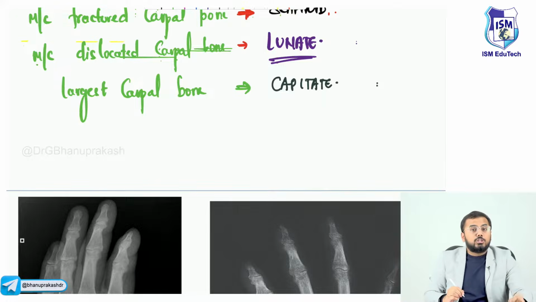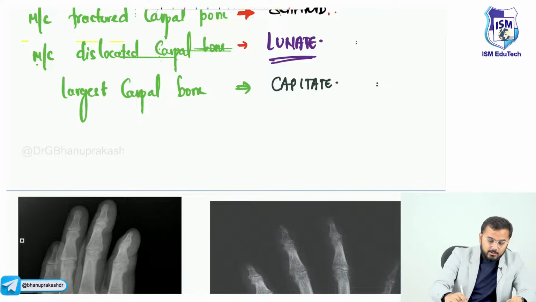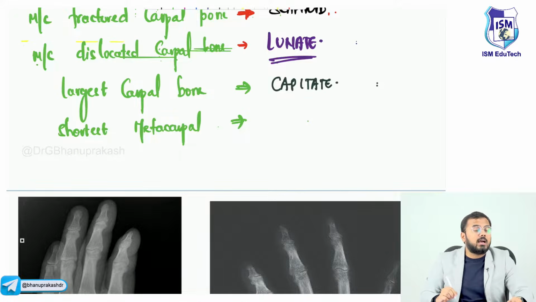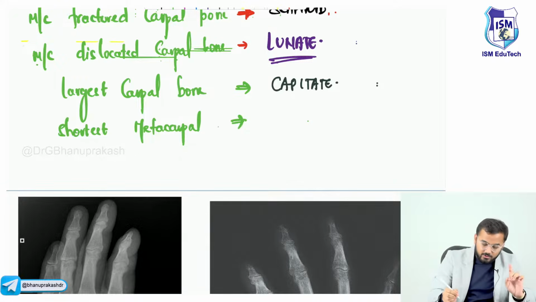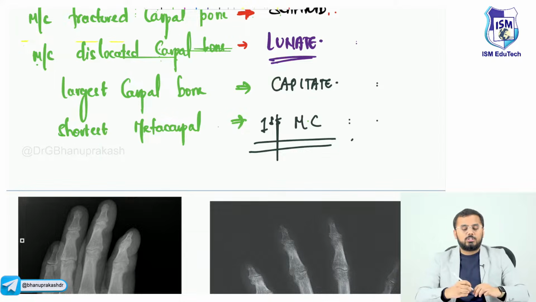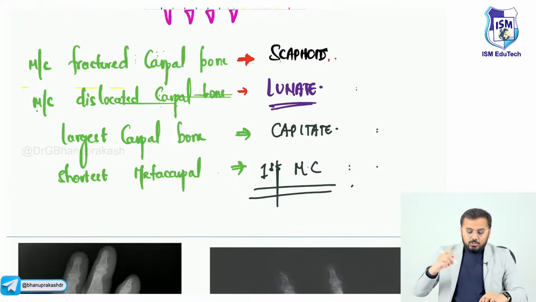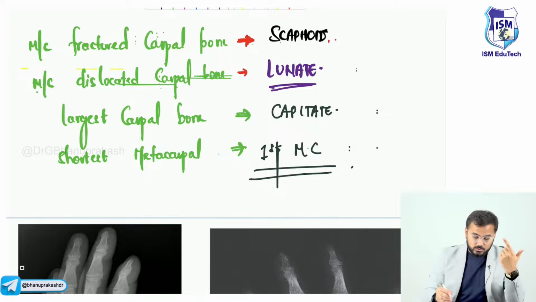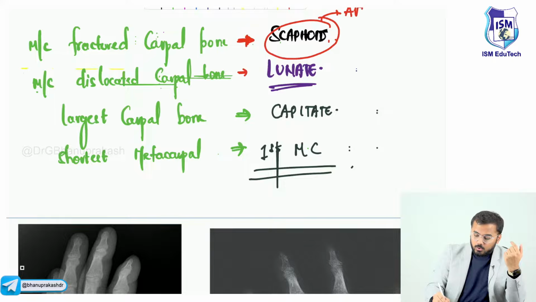Now after this, the shortest. Instead of shortest carpal bone, let me write it as: what is the shortest metacarpal? I asked shortest metacarpal. Very good. The first metacarpal is the shortest metacarpal. So guys, one very important question you need to remember: the carpal bone which is most prone to undergo avascular necrosis is your scaphoid. So this would undergo avascular necrosis.